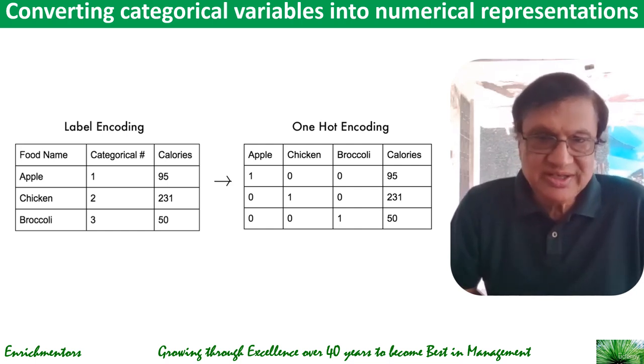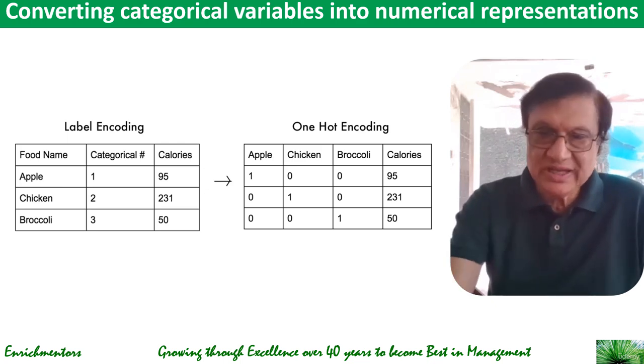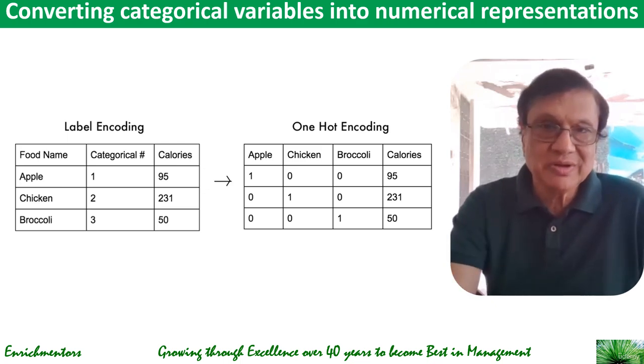So as you see here, three categories: chicken, broccoli and calories. In one hot coding, there are 100, 010, binary usually, and in label coding, you give category numbers. So that's the difference in how you do label coding as well as one hot coding.